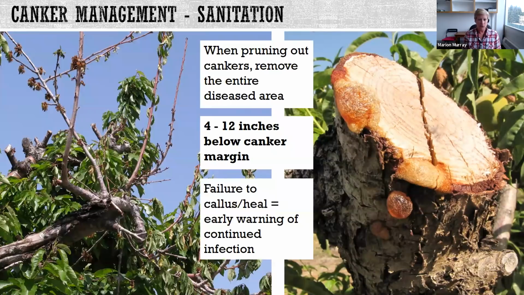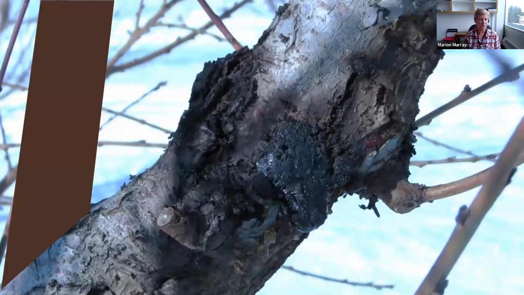You can see if you make a cut where you think you've taken out a canker and there's no callus wood happening, or maybe there's even some more gumming along that cut edge, you know you haven't gotten the full canker, and it's going to continue to grow. And so you'd have to go back to that tree and recut.